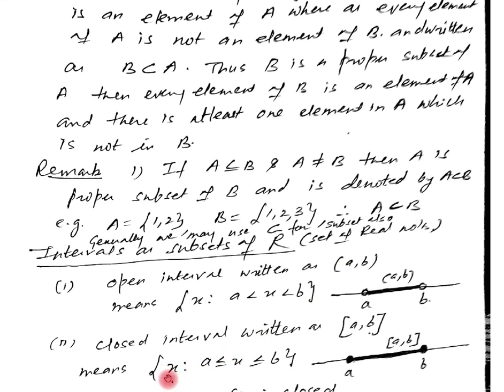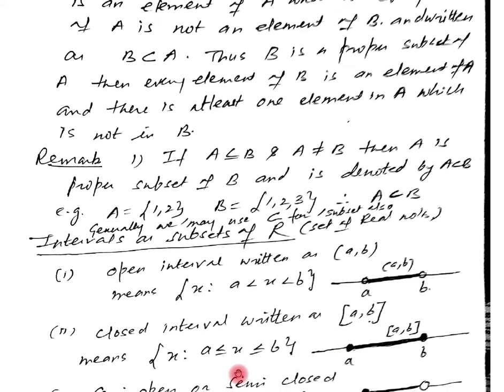Next comes the closed interval, written with the square bracket, meaning all the x lying between A and B, including A and B. We can represent this on the number line like this. This is what the closed interval is. We have the square bracket here. It means all the real numbers starting from A up to B. This is the closed interval.